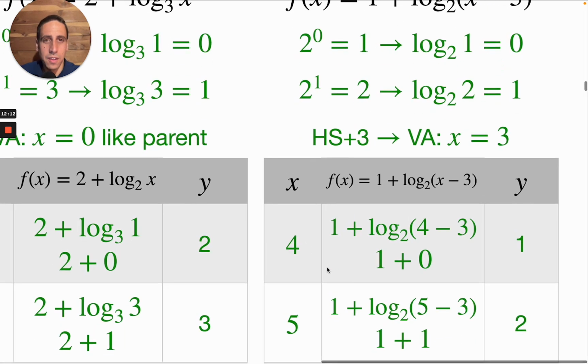Let's do that again. Here, I have to ask myself, what number is that when you subtract 3, I get a 2? Because I can take the log base 2 of 2. That would be 5. 5 minus 3 is 2, and log base 2 of 2 is 1. This becomes 1 plus 1, which equals 2.